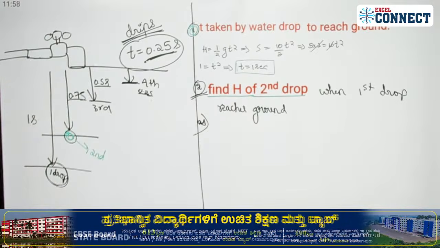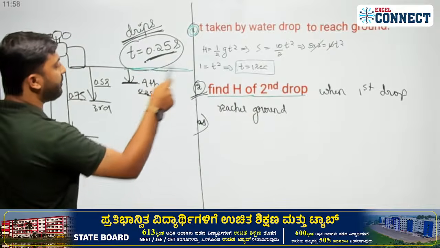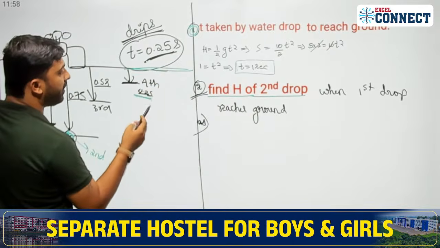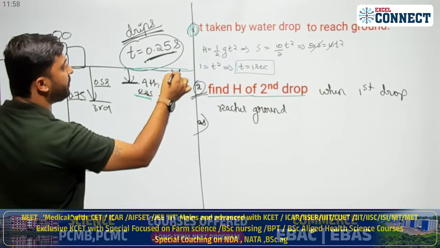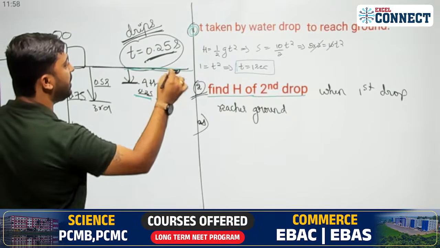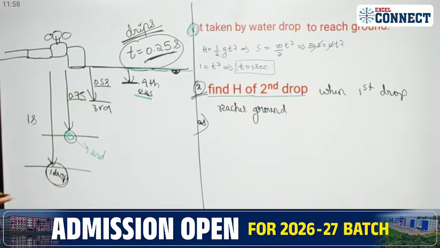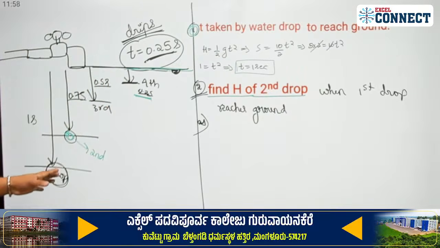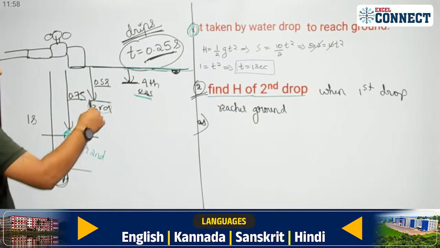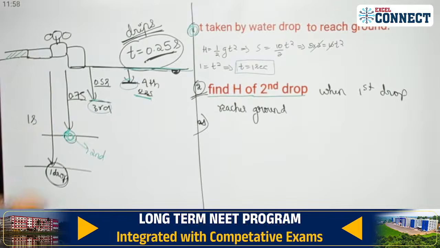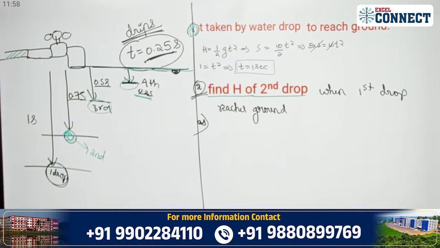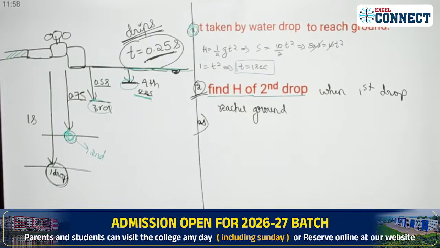Whether fifth drop will come? Fifth drop will not come because here the time is 0.25. You have to subtract the gap. 0.25 minus 0.25 is 0. So fifth drop is not yet under free fall. It is about to drop. Okay. Fifth drop does not come out. Only the first drop, second drop, third drop, and fourth drop are out of the water tap. Okay. You should be able to write which drops are out of the tap.